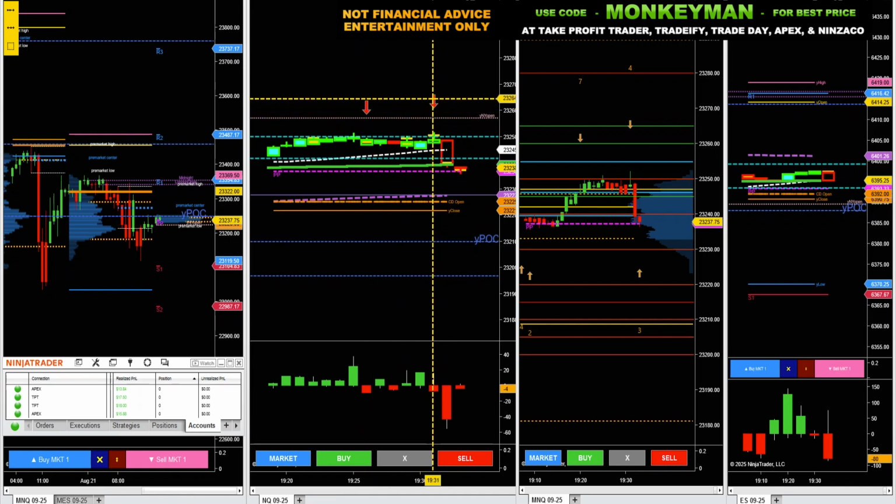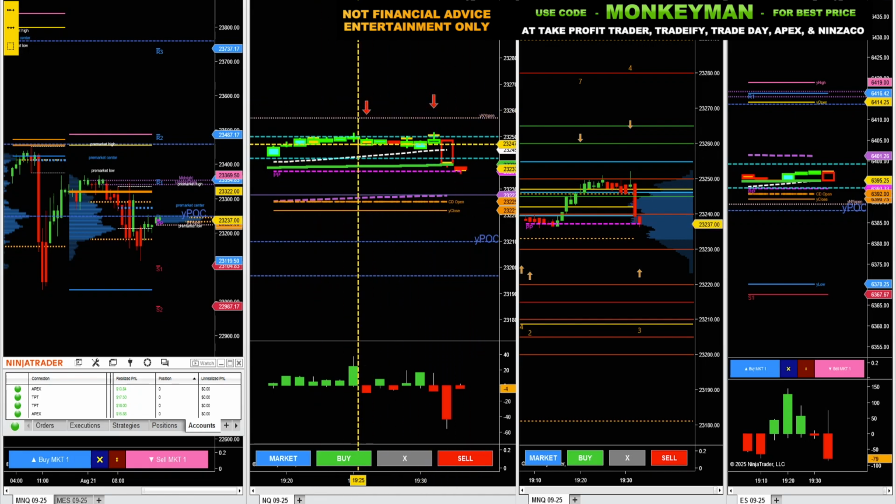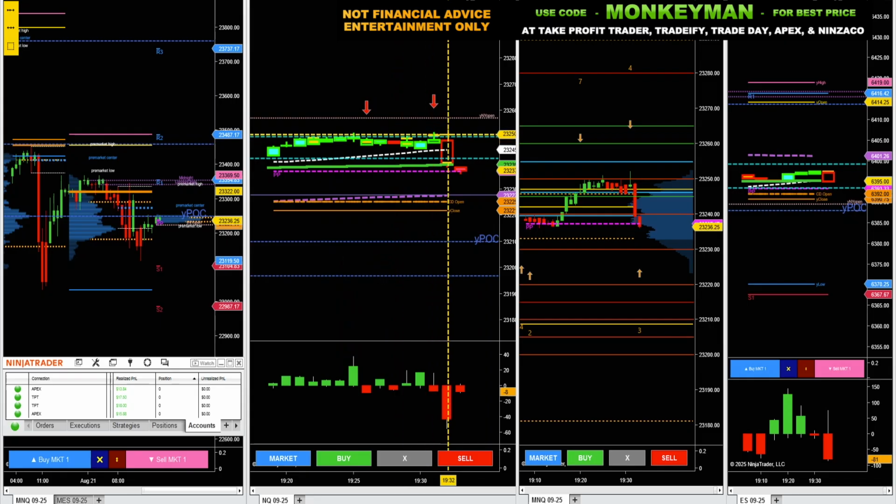Some cumulative delta. Reversal arrows. Bounced right off of this previous day VWAP close. Part of the ultimate VWAP indicator.